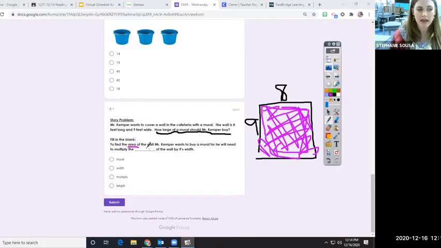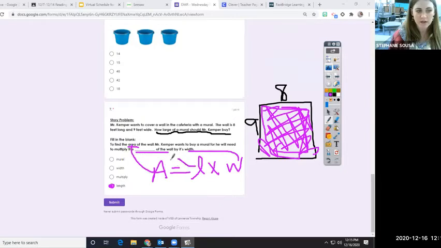To find the area of the wall, Mr. Kemper wants to buy a mural, so he will need to multiply the blank of the wall by its width. Well, we better know that one because we've written it 500 times. Area is equal to length times width. Width is there, area is there, length is not. So he will multiply the length. Questions on this one? No? We're feeling good?